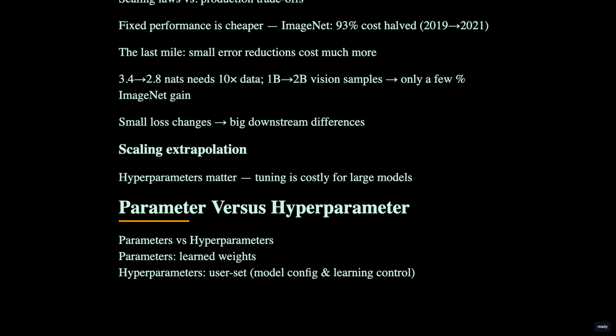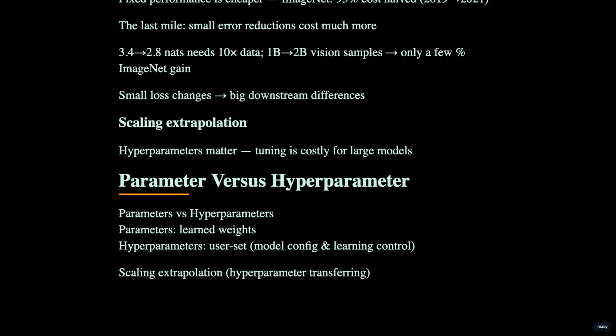Some define the model itself: number of layers, model dimension, vocabulary size. Others control learning behavior: batch size, epochs, learning rate per layer, initial variance. Choosing good hyperparameters changes how quickly and how well the model learns. When you often get only one real chance to train a large model, choosing hyperparameters becomes critical.